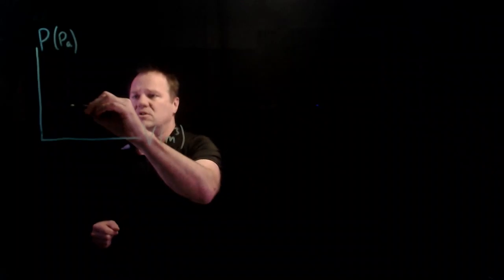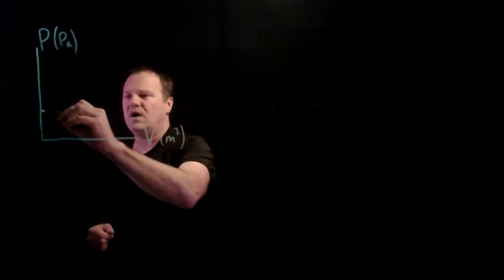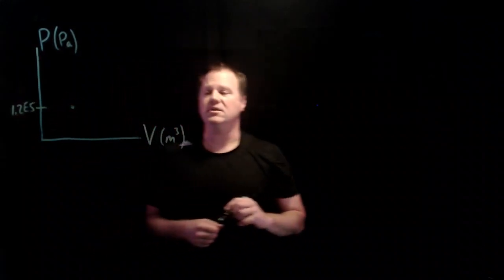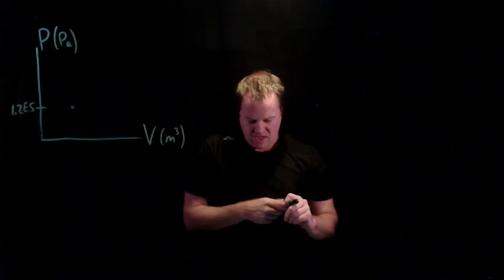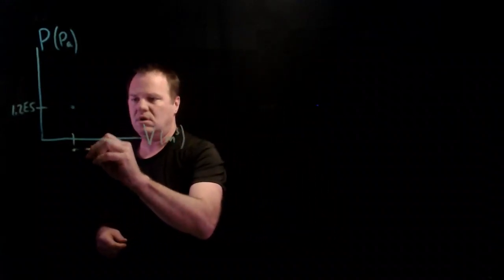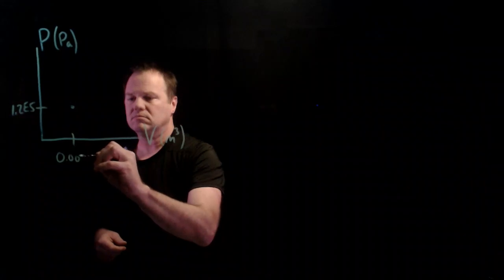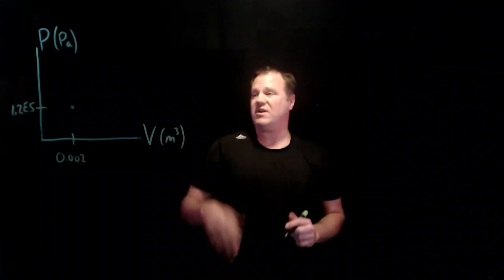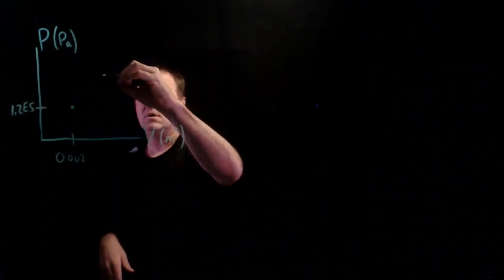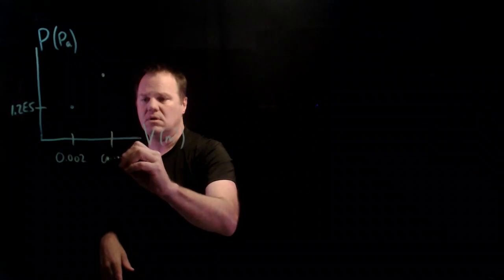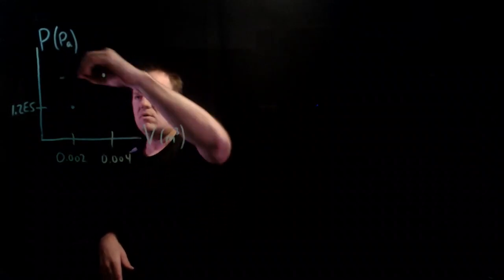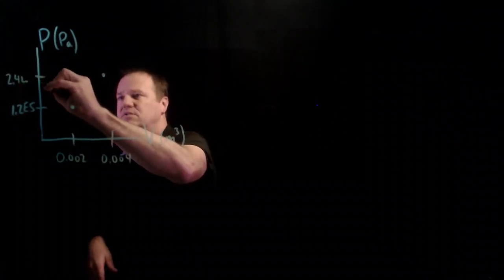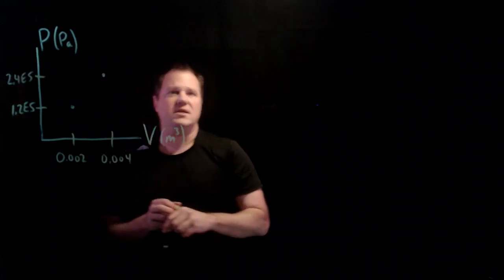And I'll just give you some data. We're going to start with a pressure of 1.2 times 10 to the 5th pascals, and a volume of 0.002 cubic meters. And we're going to double both of them, and it's going to be a straight line in the PV diagram. So we'll double our volume to 0.004, and double our pressure to 2.4 times 10 to the 5th pascals. And like I said, it's going to be a straight line.